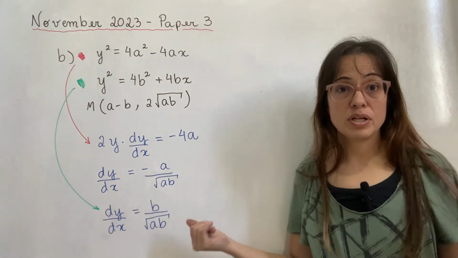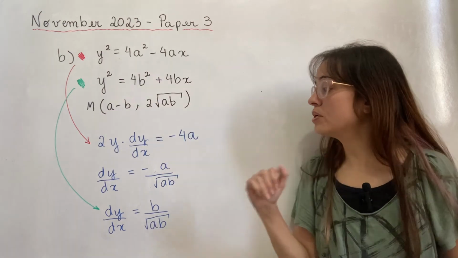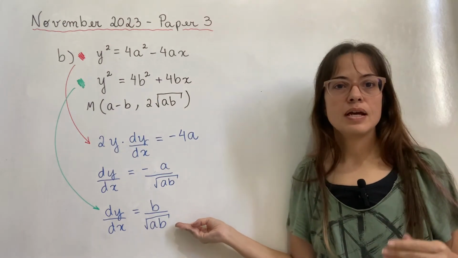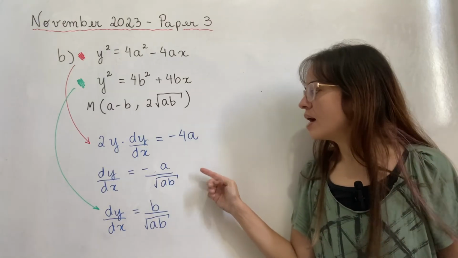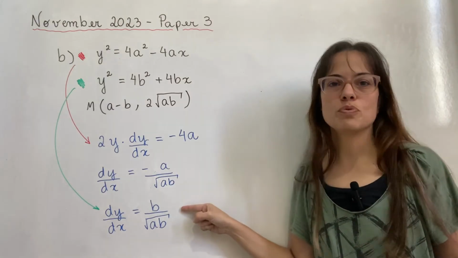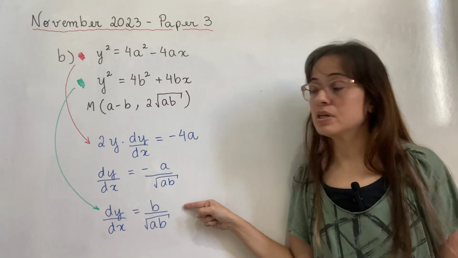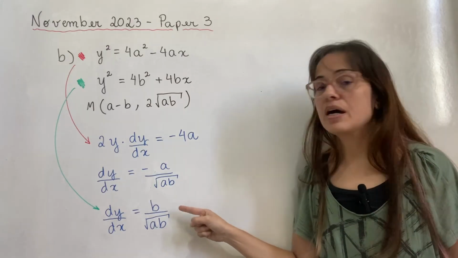And then if you do the exact same thing to the green curve, you get this as the derivative of the other curve. And well, yeah, these are slopes of perpendicular lines, because if you multiply this by this, you get -1.